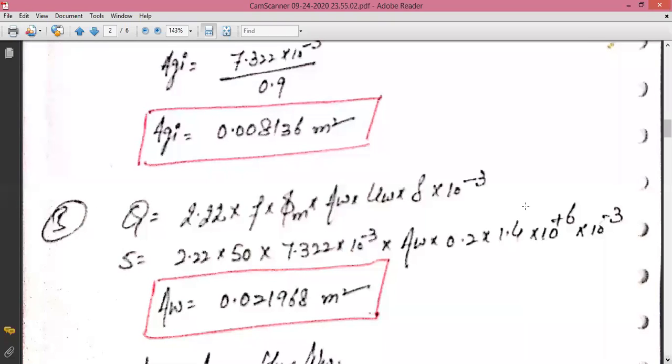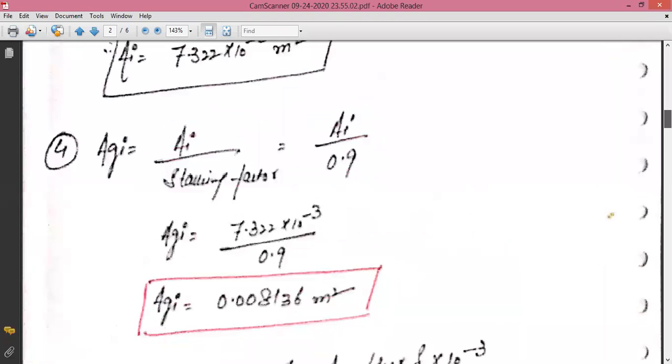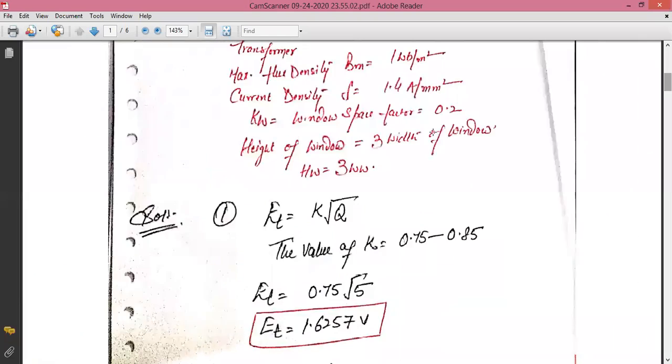Sir, please explain why it is 10 raised to power 6. The reason being, you can see, Vinayak, the value of current density is 1.4 ampere per mm square. Clear? What do you mean by current density? Current density means current per unit area. Density is per unit area. So current is 1.4 ampere, and per unit area, that means mm square. We can take this area in mm square.